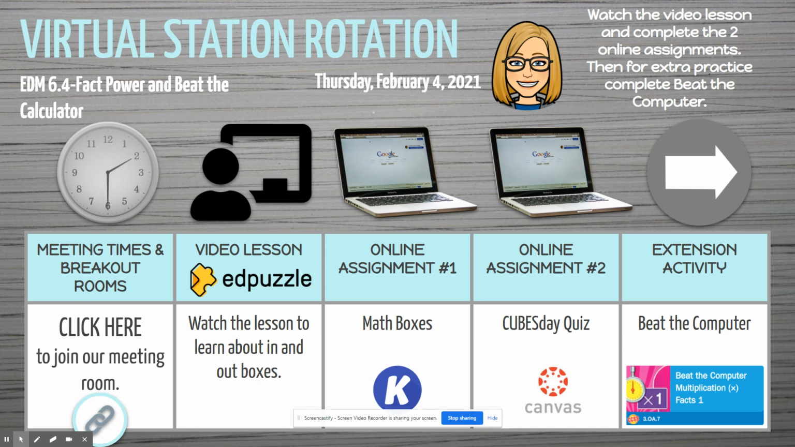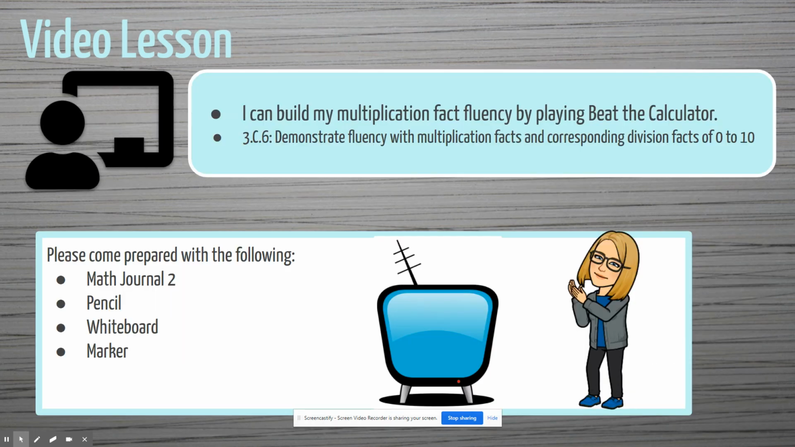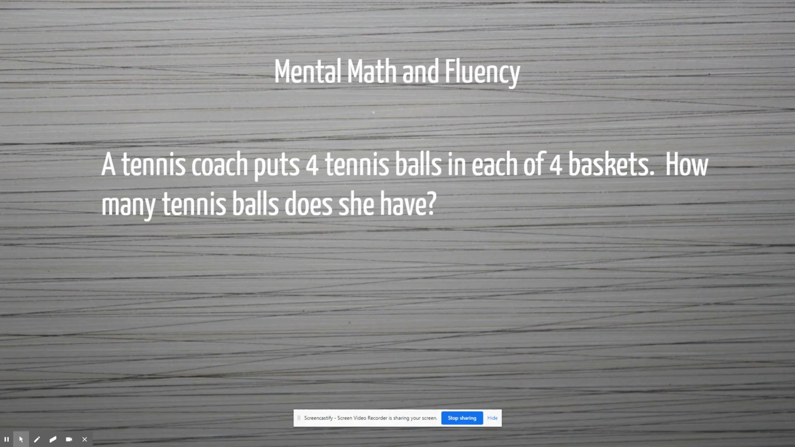If you play it with a person, or 3 people, you can do Beat the Calculator, and we'll talk a little bit more about that. So our goal is I can build my multiplication fact fluency by playing Beat the Calculator or Beat the Computer.